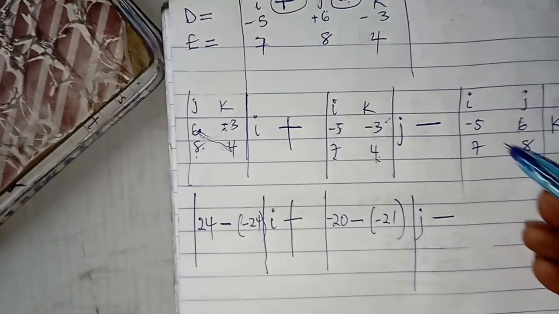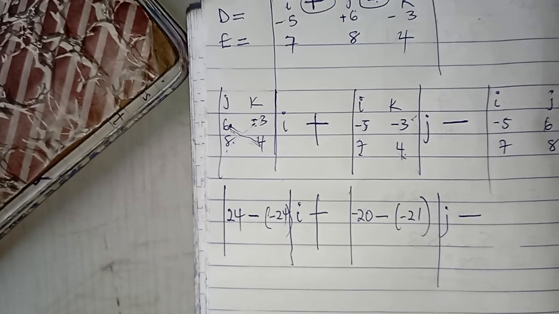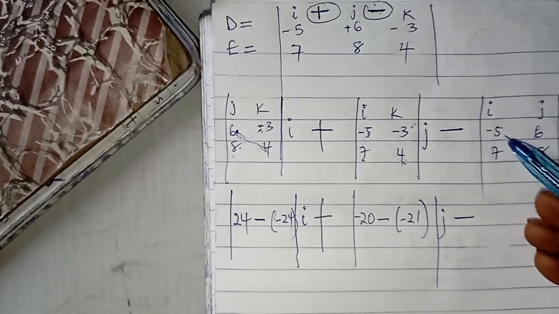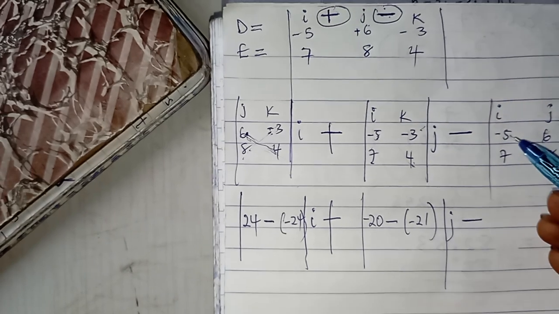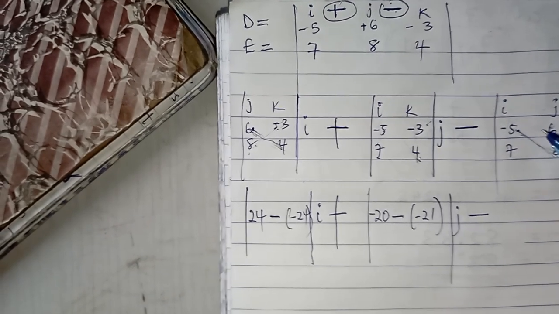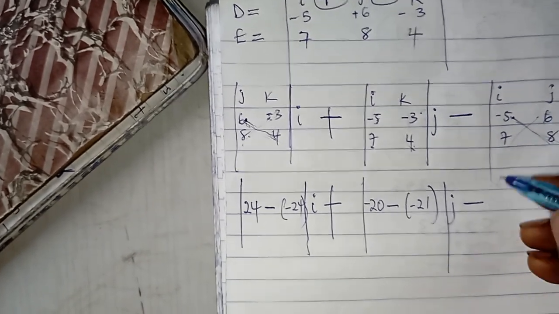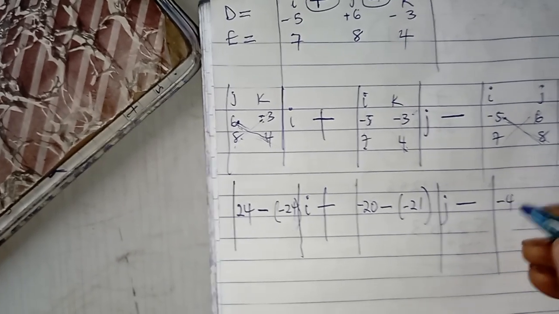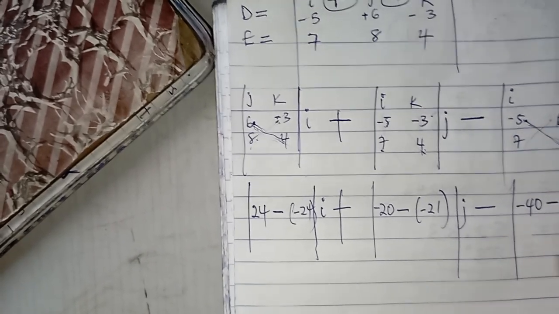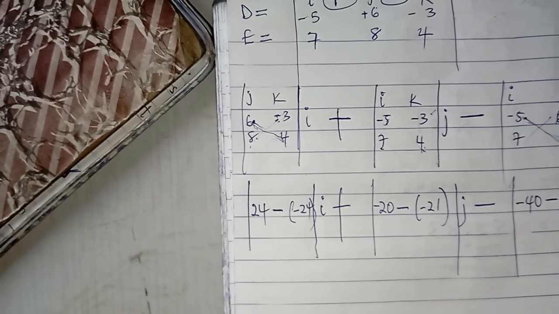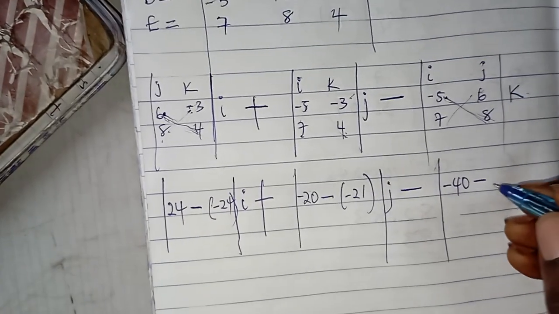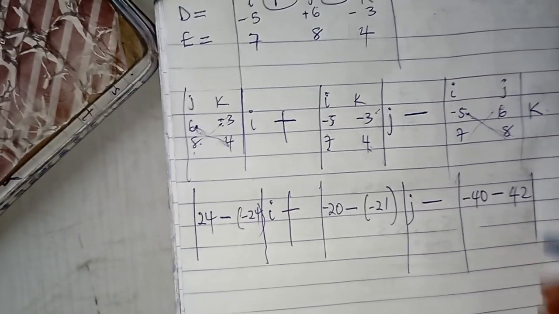Now let's move here. We want to do left, right, left, right. So minus 5 times 8 will be minus 40. Minus from right, so 7 times 6, 42.